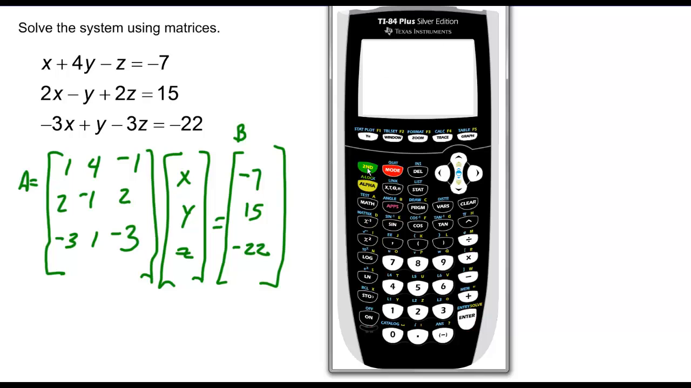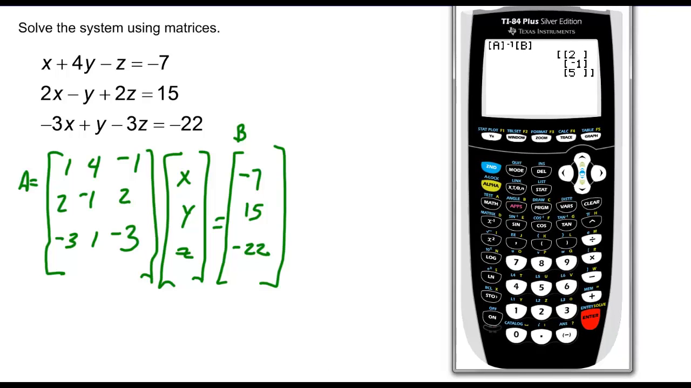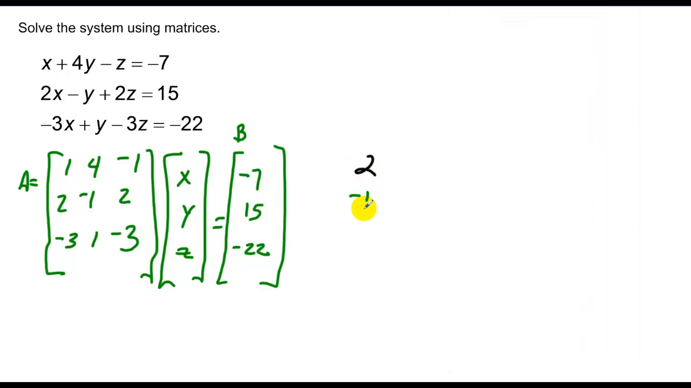Hit matrix A inverse, matrix B, enter. Notice I get 3 numbers, which should be X, Y, and Z of 2, -1, 5. Those are X, Y, and Z, and we can check it.